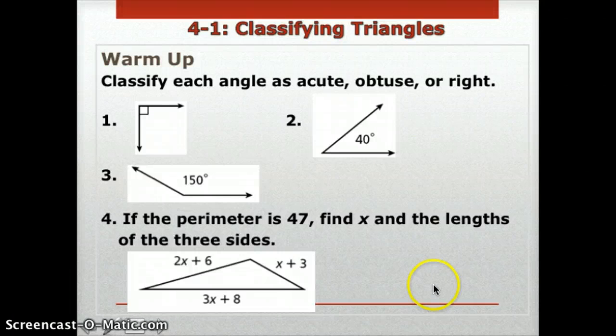obtuse, or right, if I started with angle 1, anytime I see this box symbol, we need to remember that that's a 90-degree angle, which means it's a right angle. Anything less than 90 is an acute angle, and anything greater than 90 but less than 180 is an obtuse angle. So this next problem will also use similar steps in this unit, in this section especially.